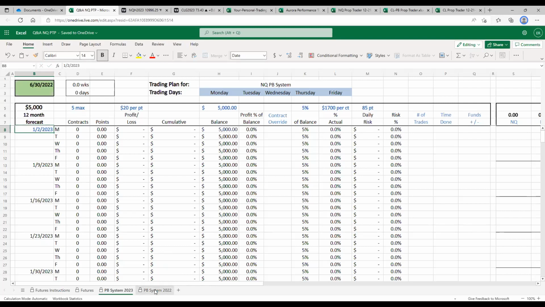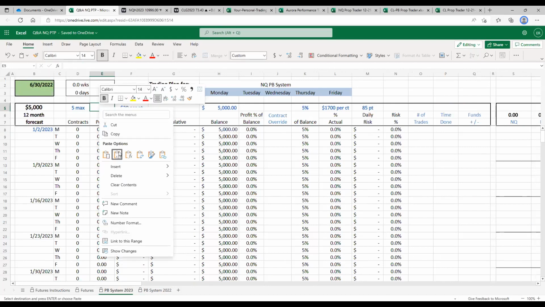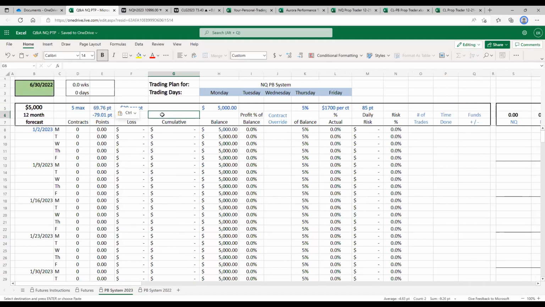And then what we're going to do is use the information that we have, our run rate from our 2022 personal trading plan. So we have 69.76 for a profit and 79.01 for a losing day. You can even just select those and copy and then paste values right in there. And that's going to help you project out the run rate here. Let's see. This is an online version, so sometimes it's just a little bit slower to do things.